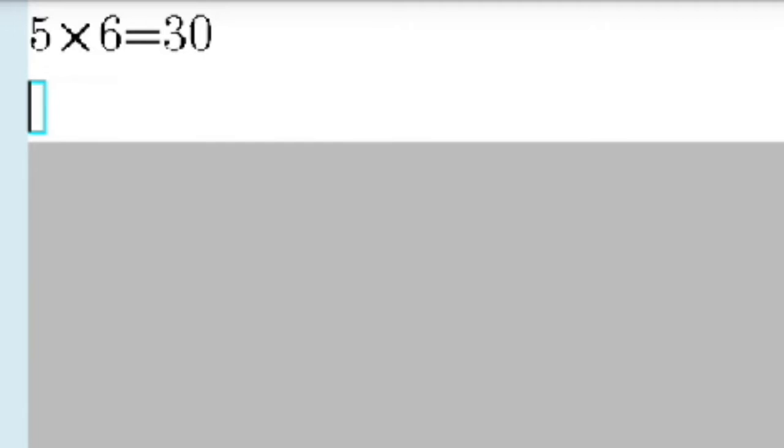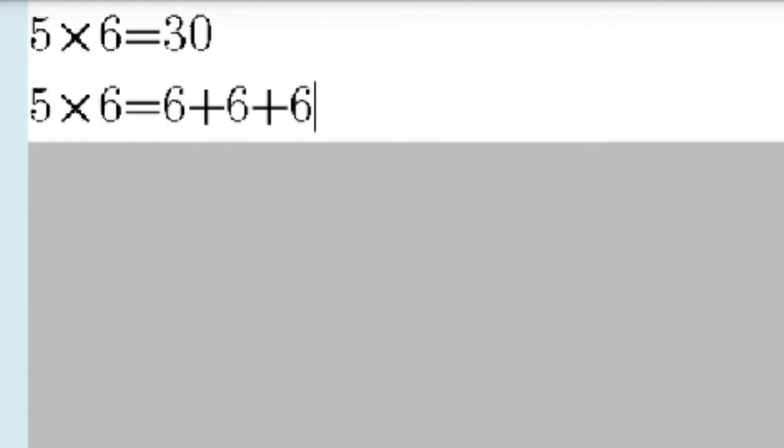For example, if you have multiplication like 5 times 6, you say this equals 30. This means 5 times we add 6. 5 times 6 is still 6 plus 6 plus 6 plus 6 plus 6. 1, 2, 3, 4, 5. When you add this up, it gives you 30.